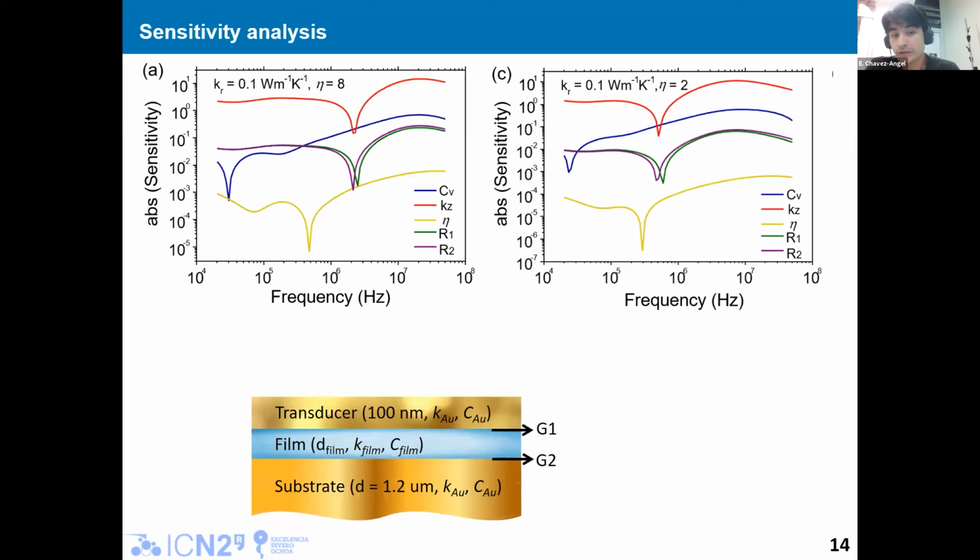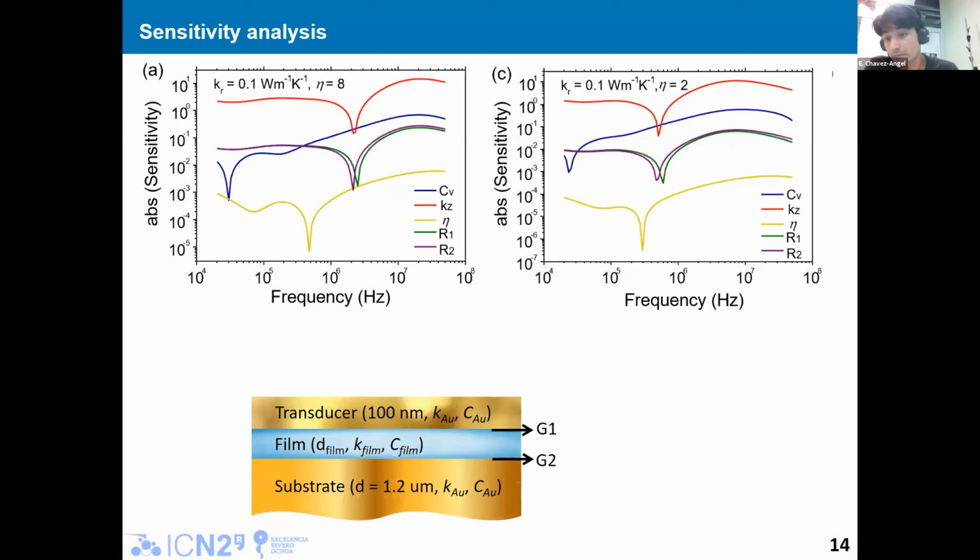In order to reduce the number of unknowns, we first measure the electrical properties of the transducer in a separate sample, and also the electrical properties of the substrate. As we know, gold is a metal, so the main heat carriers are electrons. We can easily use the Wiedemann-Franz law, and we estimate the thermal conductivity directly by using just the four-point technique. We did that for the transducer and for the substrate.